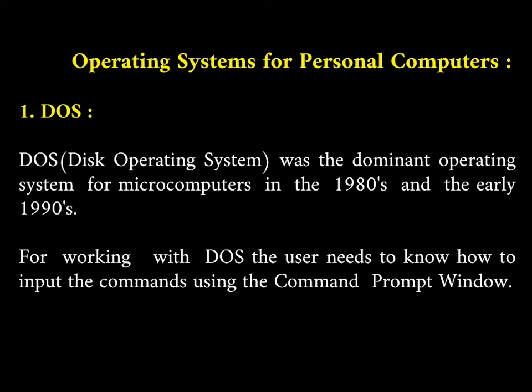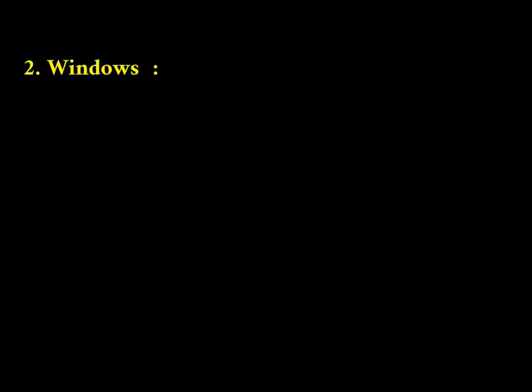So that's why it is called the DOS operating system. And in the earlier days the computers were based on the DOS operating system. After that Windows came. Now the second operating system is Windows.